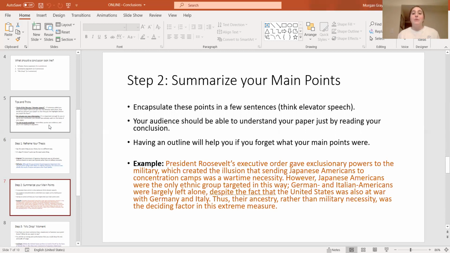My example: President Roosevelt's executive order gave exclusionary powers to the military, which created the illusion that sending Japanese Americans to concentration camps was a wartime necessity. However, Japanese Americans were the only ethnic group targeted in this way. German and Italian Americans were largely left alone, despite the fact that the United States was also at war with Germany and Italy. Thus, their ancestry, rather than military necessity, was the deciding factor in this extreme measure. Now, you'll notice I'm a little bit repetitive right now. Part of that is because I'm coming up with this stuff fairly quickly for you all, but it gives you an idea of what we're working on.